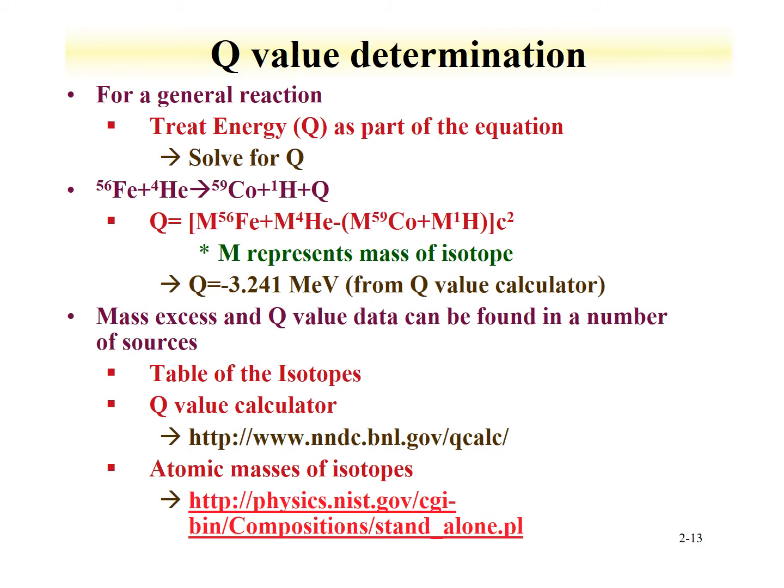I can get the mass excess and Q value data that are necessary from a number of different sources: the table of the isotopes, the Q value calculator, and the atomic masses of isotopes. This Q value calculator is a tool from the National Nuclear Data Center at Brookhaven National Laboratory where you input the reaction information and the Q value will come out.